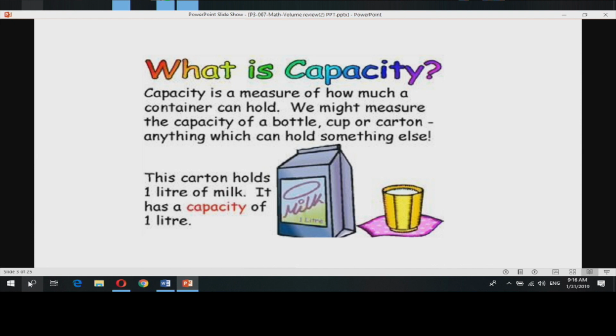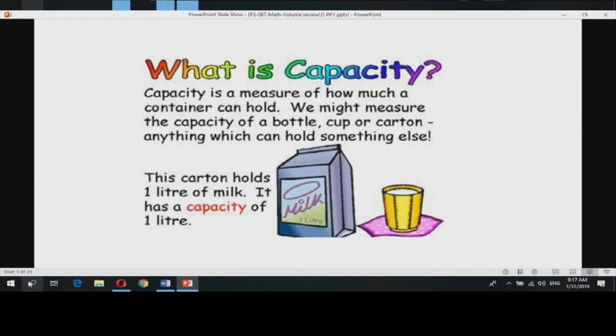Capacity. Capacity. Is a measure. Is a measure. Of how much. Of how much. A container. A container. Can hold. Can hold. We might measure. We might measure. The capacity. The capacity. Of a bottle. Cup or carton. Or carton. Anything, anything which can hold, something else.